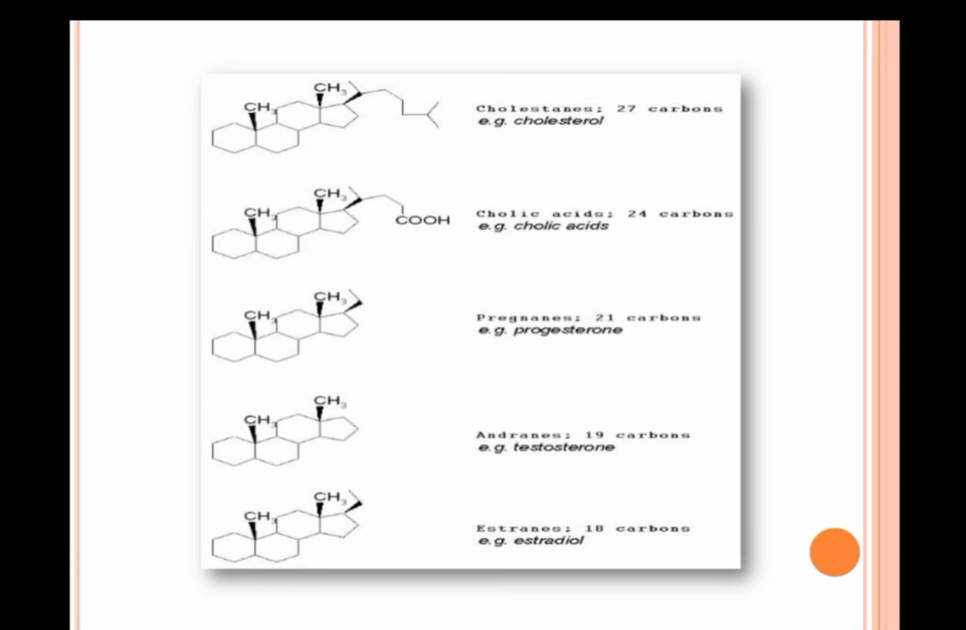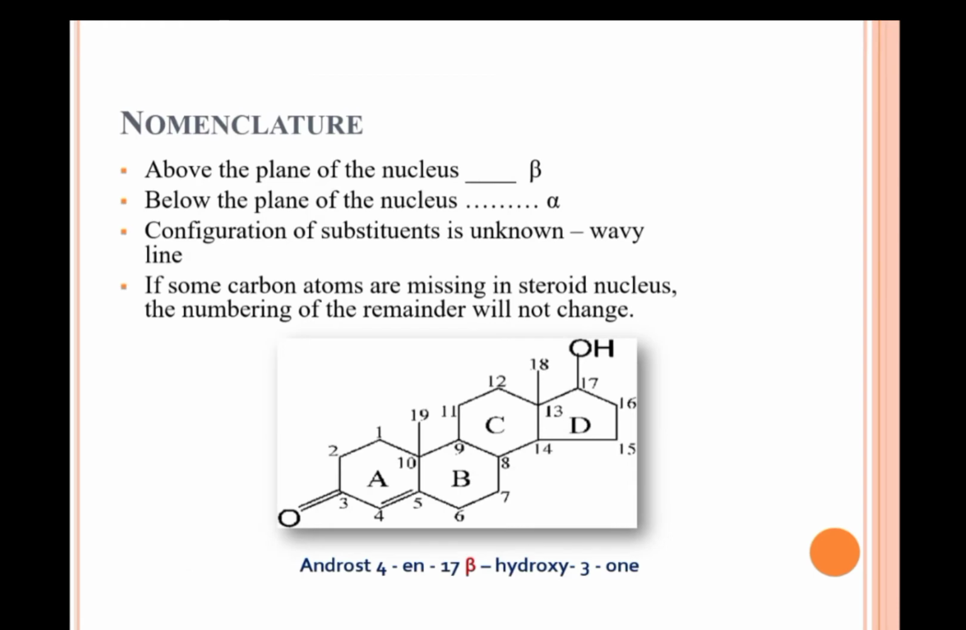Let's see the nomenclature rules. If the substituent is attached above the plane of the nucleus, it is shown by a solid thick line and represented by beta. If the substituent is attached below the plane of the nucleus, then it is shown by a dotted line and represented by alpha. If the configuration of the substituent is unknown, then it is shown by a wavy line. If some carbon atoms are missing in the steroid nucleus, then the numbering of the remainder will not change.